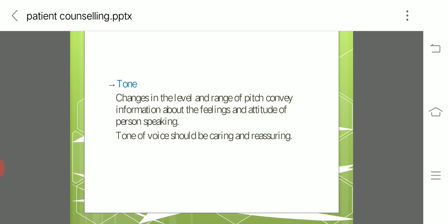Next one is tone. Changes in the level and range of pitch convey information about the feelings and attitude of the person speaking. Tone of voice should be caring and reassuring. So whenever the pharmacist is speaking, his tone should always be caring and reassuring. The patient should always be comfortable with the tone of the pharmacist's voice.